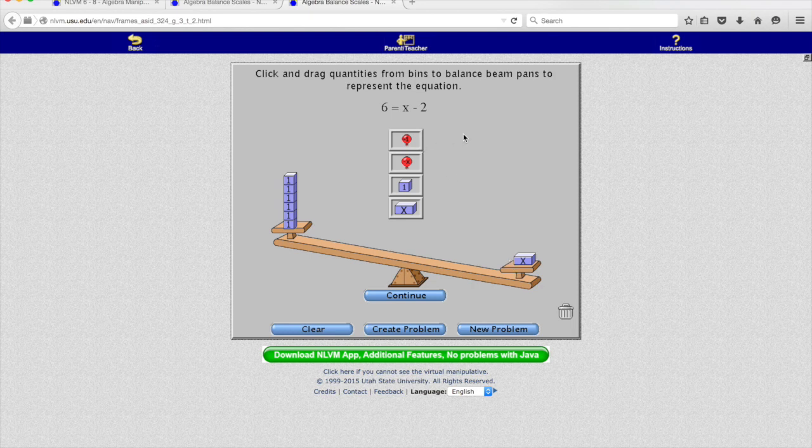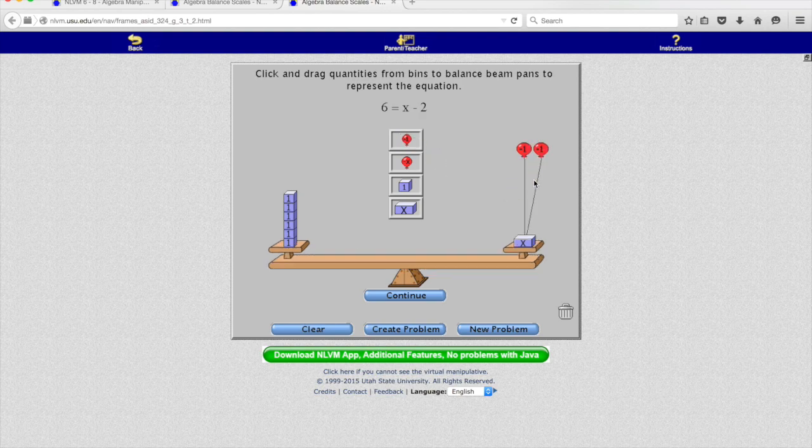Now, the way we're going to represent this initially is we're going to use balloons. If 1 block weighs something down, then 1 balloon counteracts that weight and pulls upwards. So if I put 2 balloons out here, it's basically counteracting the weight of 2 blocks, and it evens out my balance scale. So something minus 2 is equal to 6.